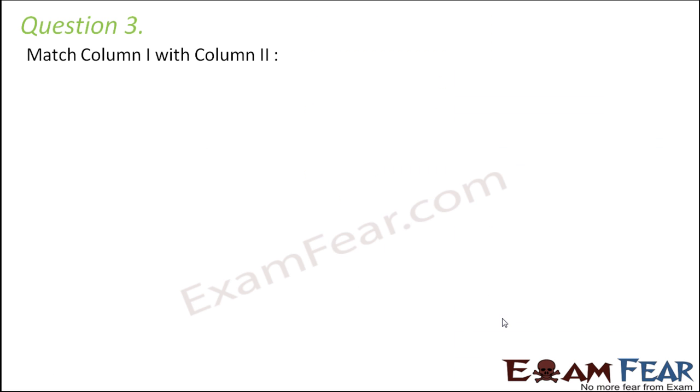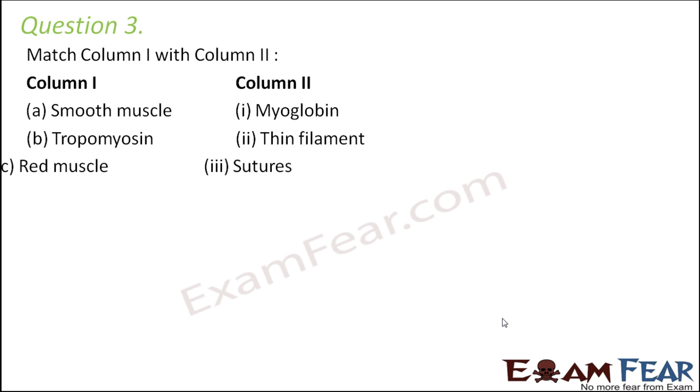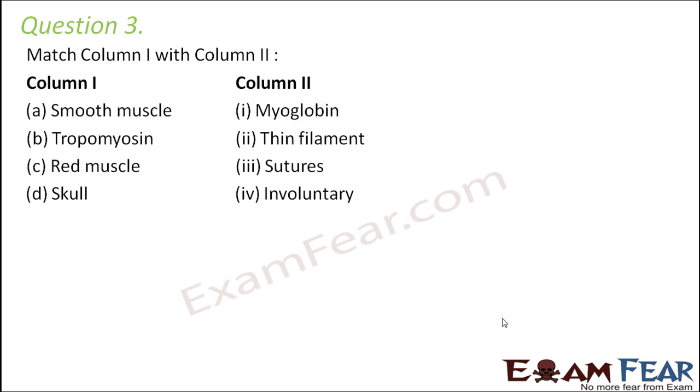Question number 3. Match column 1 with column 2. So here you have column 1 and column 2. Smooth muscle. So smooth muscle is not related to myoglobin, thin filament, sutures. It is related to involuntary because smooth muscles are the involuntary muscles. Tropomyosin. Tropomyosin is related to the thin filament because 2 strands or 2 filaments of tropomyosin are present on the actin filament, which is the thin filament.